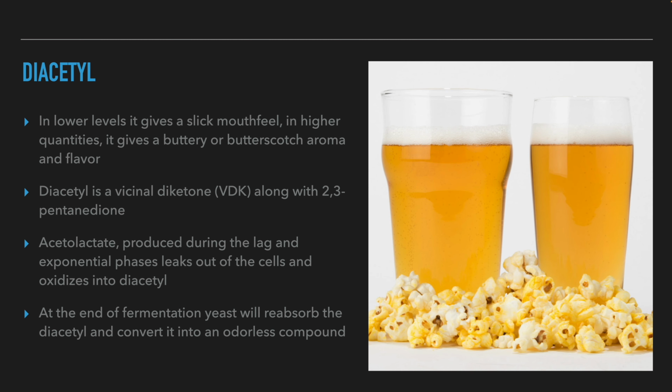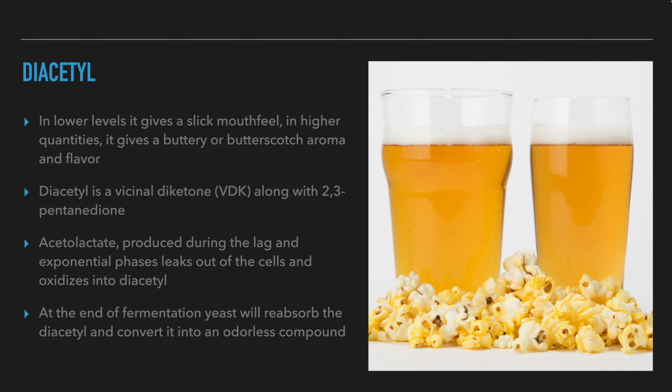The next compound we will talk about is diacetyl. Diacetyl belongs to a group of substances called vicinal diketones or VDKs, together with another substance called 2,3-pentanedione, which gives beer a flavor of honey. This group of substances can oxidize in the bottle and give the beer aromas of butter and honey.